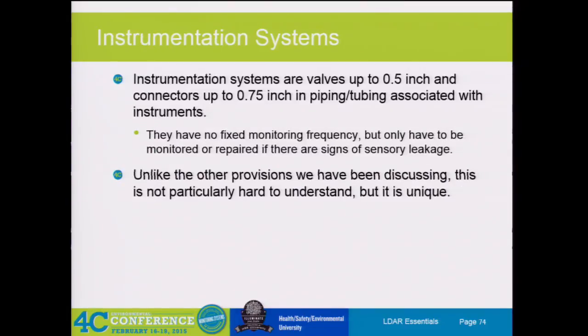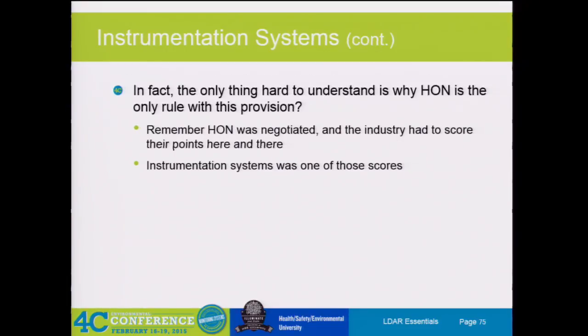Instrumentation systems right there, so I was right. Valves up to 1/2 inch and connectors up to 3/4 of an inch, and the associated stuff. They have no fixed monitoring frequency, and they have to be monitored or repaired if there are signs of an AVO. It's not hard to understand, but it is unique. The only hard thing to understand is why HON is the only rule with this provision.